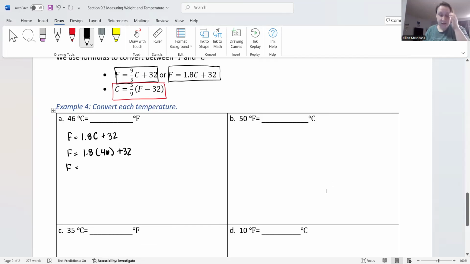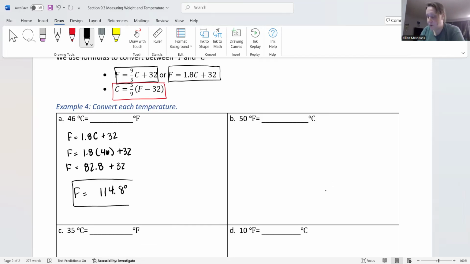I get 82.8. And then to that 82.8, we want to add 32. So you add 32 at the end, and you should get 114.8. So Fahrenheit equals 114.8 degrees. Okay. So it really is that simple.